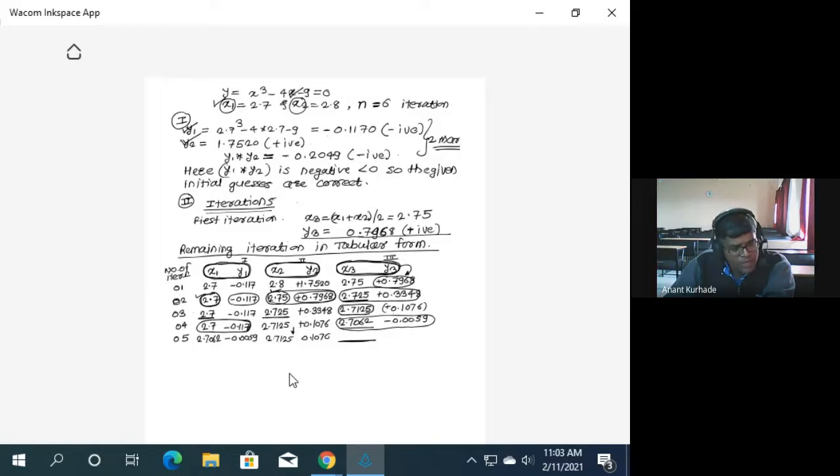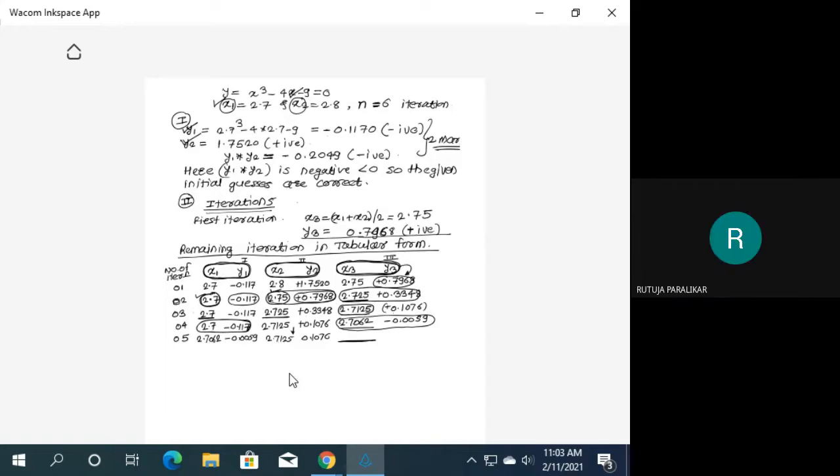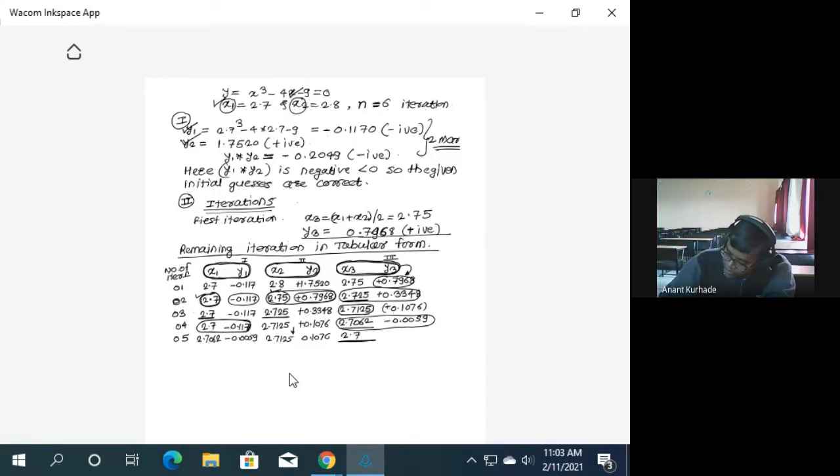Plus to plus, minus to minus. How to replace: plus to plus, minus to minus, and the next pair keep as it is. So what is x3 here? 2.7156. 2.715. Find out y3. Tell me y3. What is it? Is it plus or minus? Tell me.